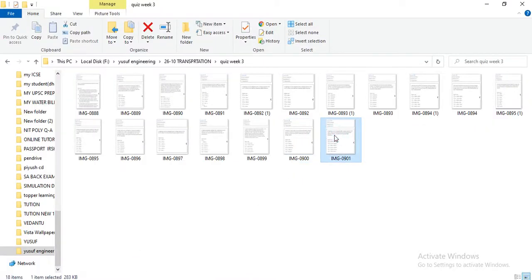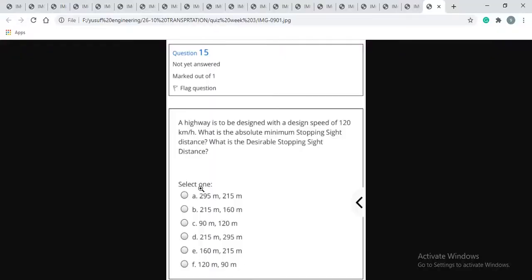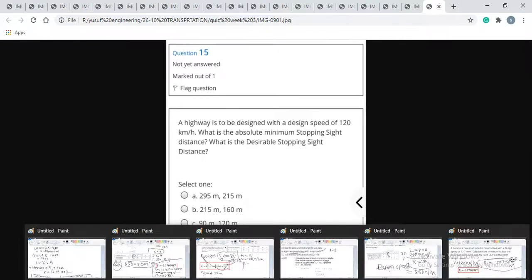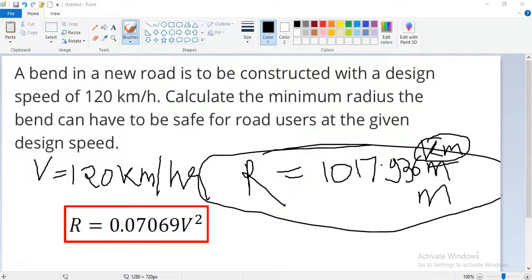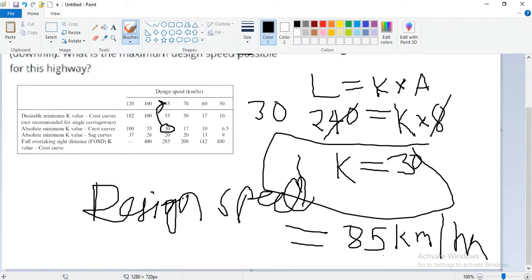And the last one, I understand it gets repeated. What is the desirable stopping sight distance? Highways are to be designed with a design speed of 120 km per hour. What is the absolute minimum stopping sight distance? So you can calculate it. You just need to consider this table only, and you will get the value.